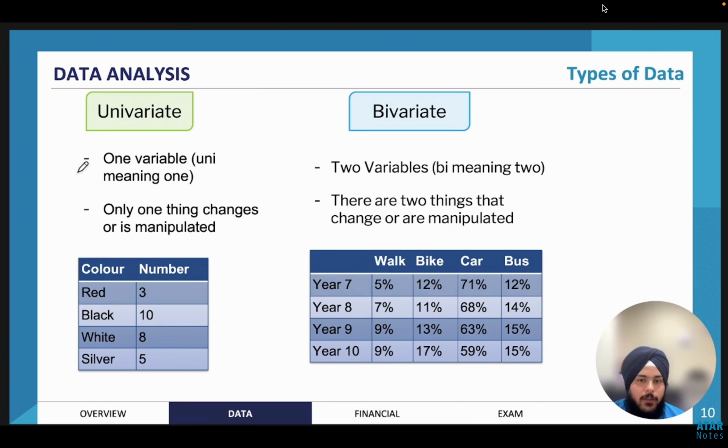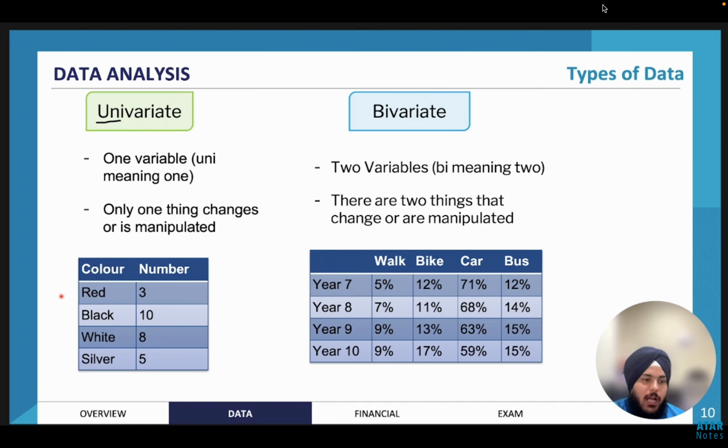Okay, so now we'll be moving on to the types of data. So we can have either univariate data, and as the name suggests, we're only looking at one variable in this case. So uni literally just means one variable. So when we're looking at univariate data, we're only describing or measuring one variable. So only one quantity or one value or one category is being manipulated, depending on what type of variable it is.